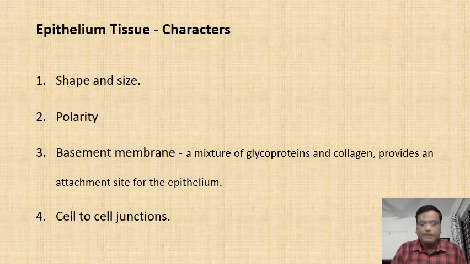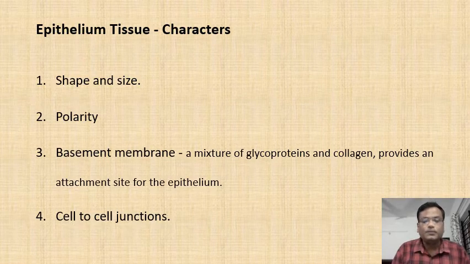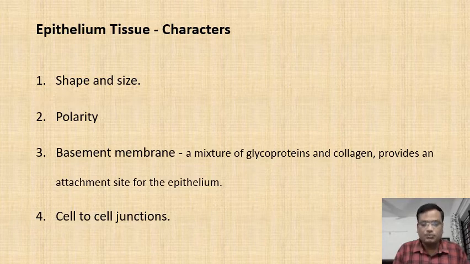Then there exist cell-to-cell junctions. Now, between the neighboring cells of the epithelial tissue, we find some structures which we can call junctions. So, what are those junctions?